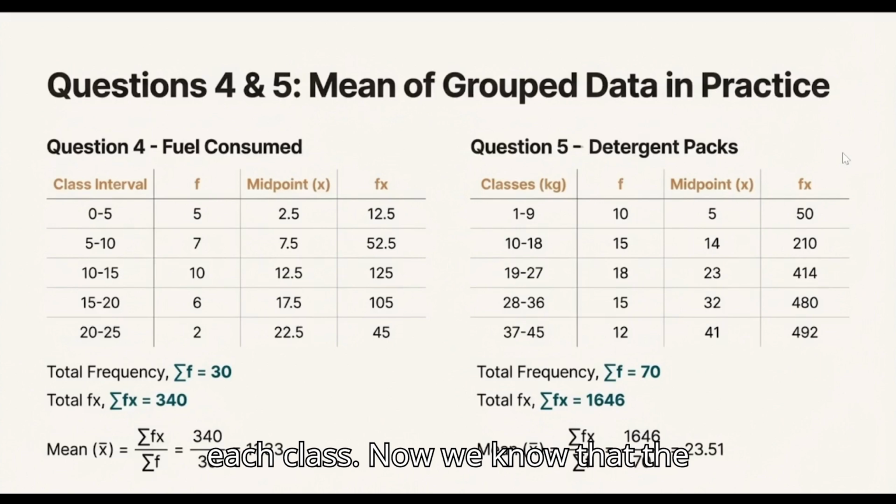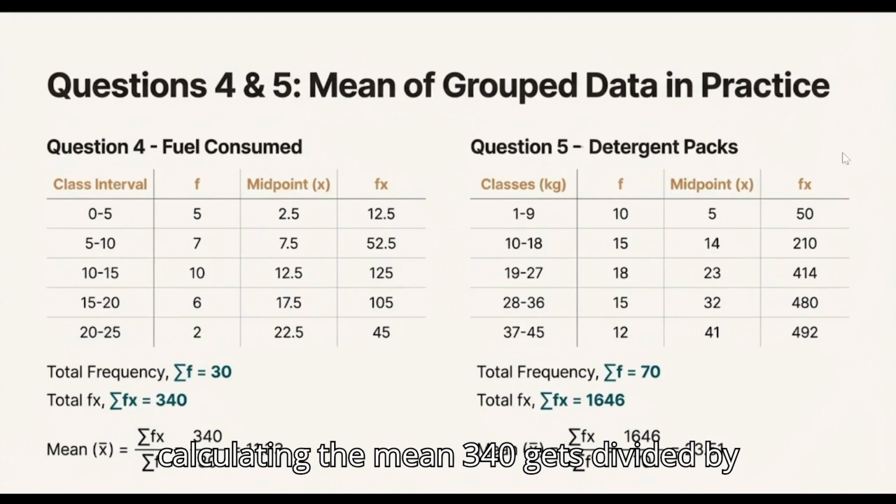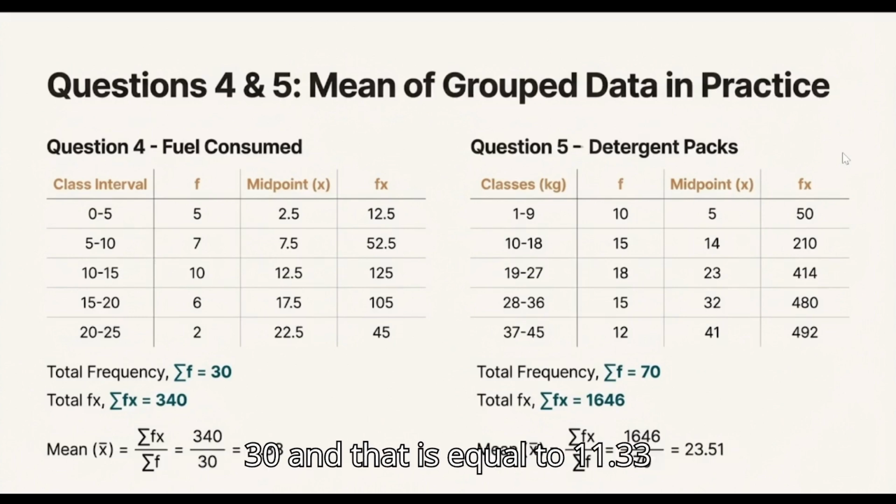Now we know that the total mean of group data is x bar being equal to summation of fx over summation of f. So we will take the sum of all the frequencies and the total fx. The total frequency will be 30 while the total fx will be 340. Now calculating the mean, 340 gets divided by 30 and that is equal to 11.33.